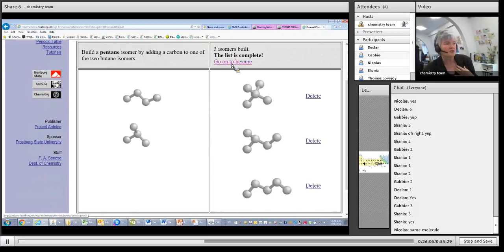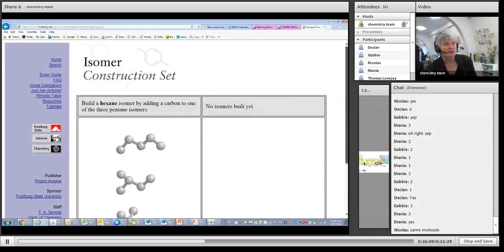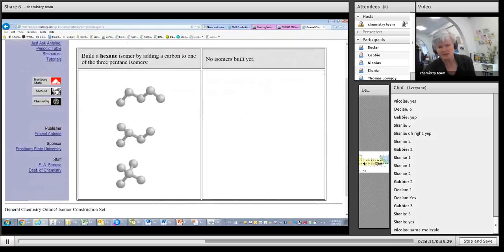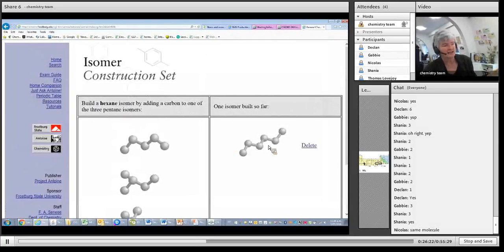And I'll lastly do hexane. You can go on forever. It probably is a mathematical formula of how many isomers you can do for a molecule, but it would be fairly complicated. So I can add to the end. So there's my hexane. If I add to that end, I'm still going to get hexane. If I add over here, I'm going to get 2-methyl. So wait, 1, 2, 3, 4, 5, 6 here. 1, 2, 3, 4, 5. So this will be 2-methyl pentane. Can you see if I add over there, I'm going to get 2-methyl pentane as well.